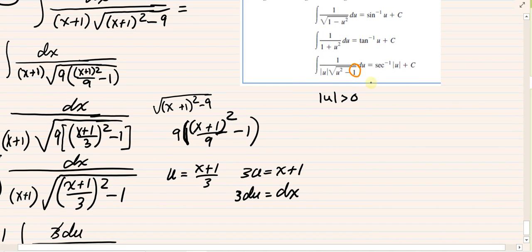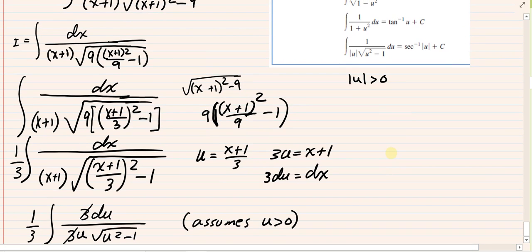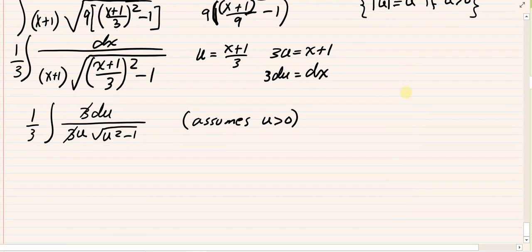Okay, now remember, absolute value here in the formula for the integral means this factor must be positive. So what I have right now is u. In here, this form assumes u is positive in order to be able to use this formula. And the reason is that if u is positive, it is the absolute value of u. So we're going to assume that u is positive in this case.